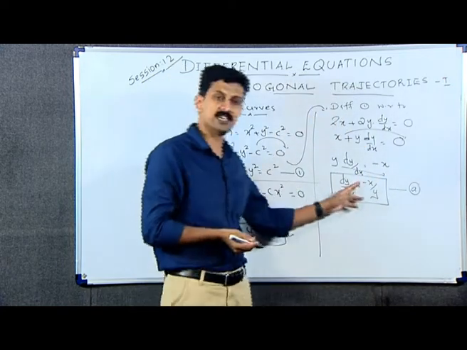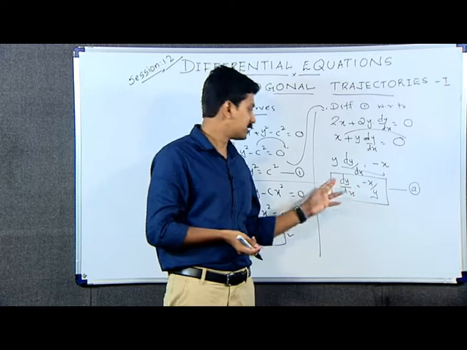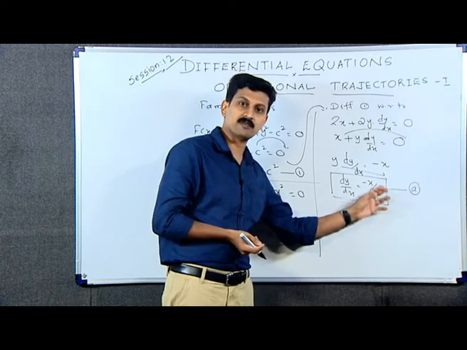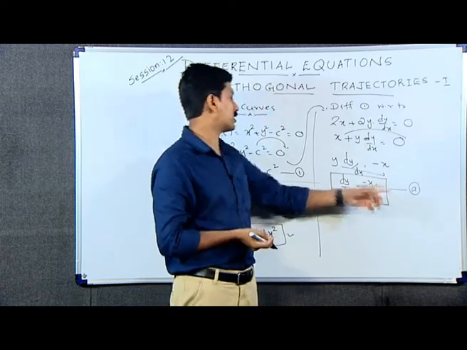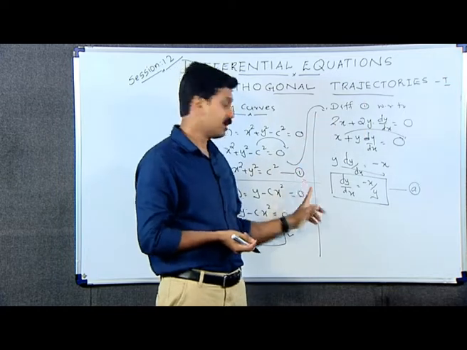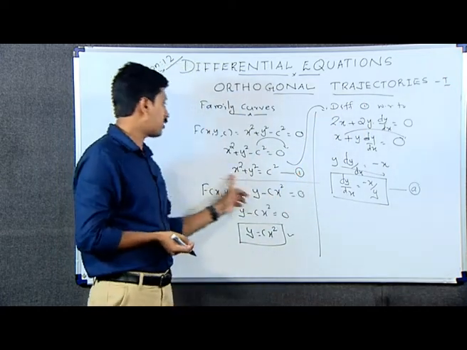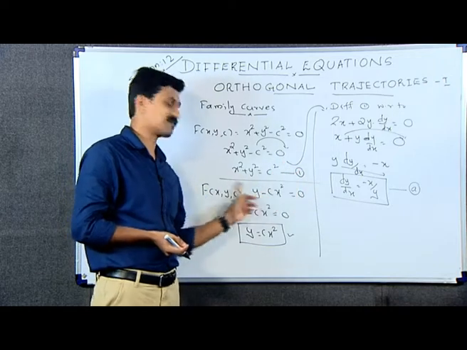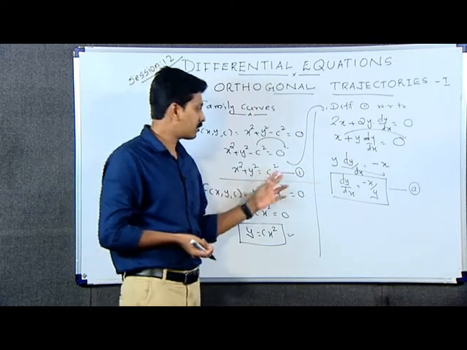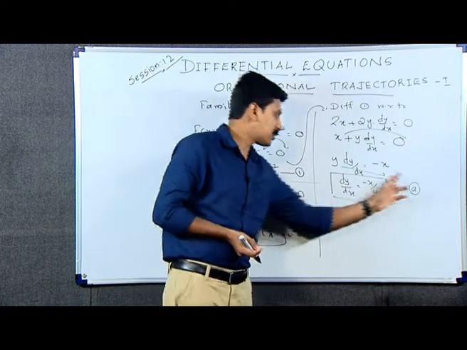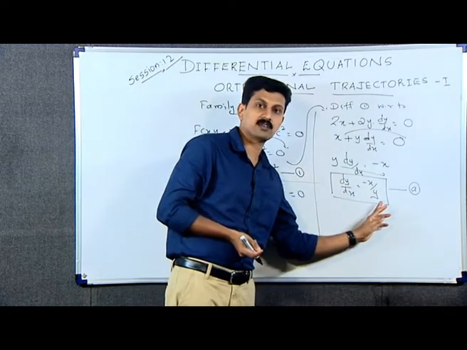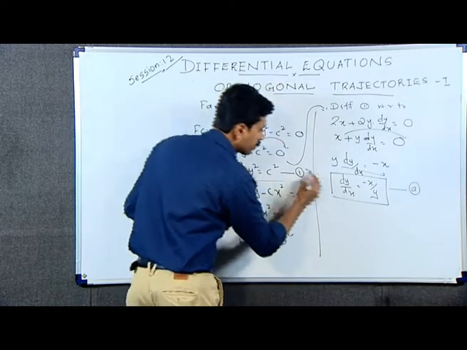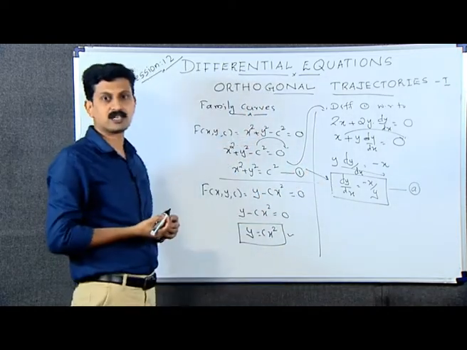This equation A is a differential equation. This differential equation, we generate from equation 1. Equation 1 is the family of all concentric circles. So, that means this equation A is a differential equation corresponding to the family of circles.